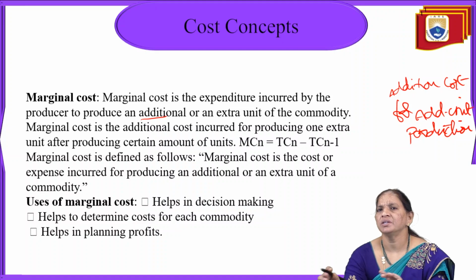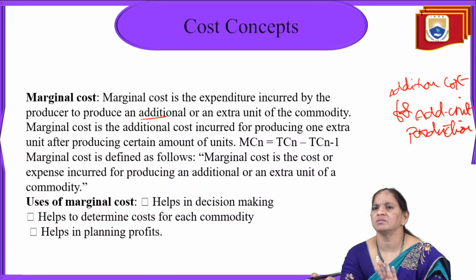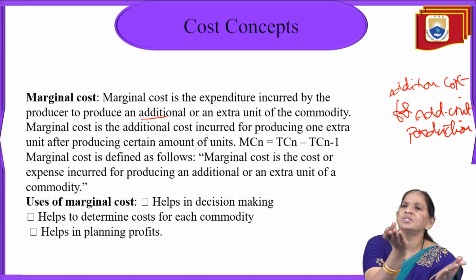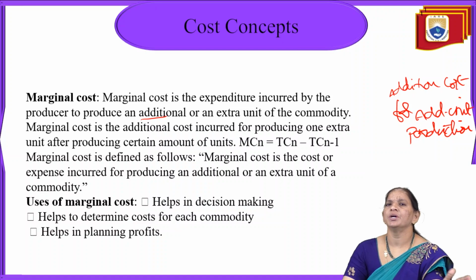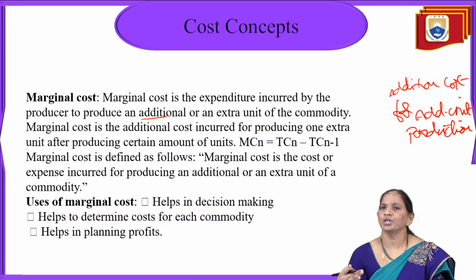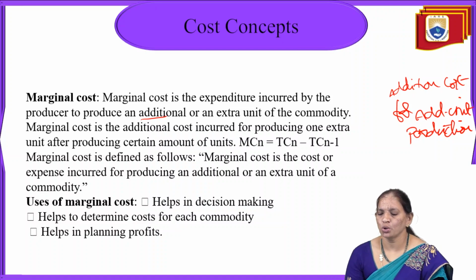meaning 1 unit costs 10 rupees. If you go for 2 units, what is the cost? 20 rupees. It means the additional expenditure involved in producing an additional commodity. So what we incur in the production process is known as marginal costing.